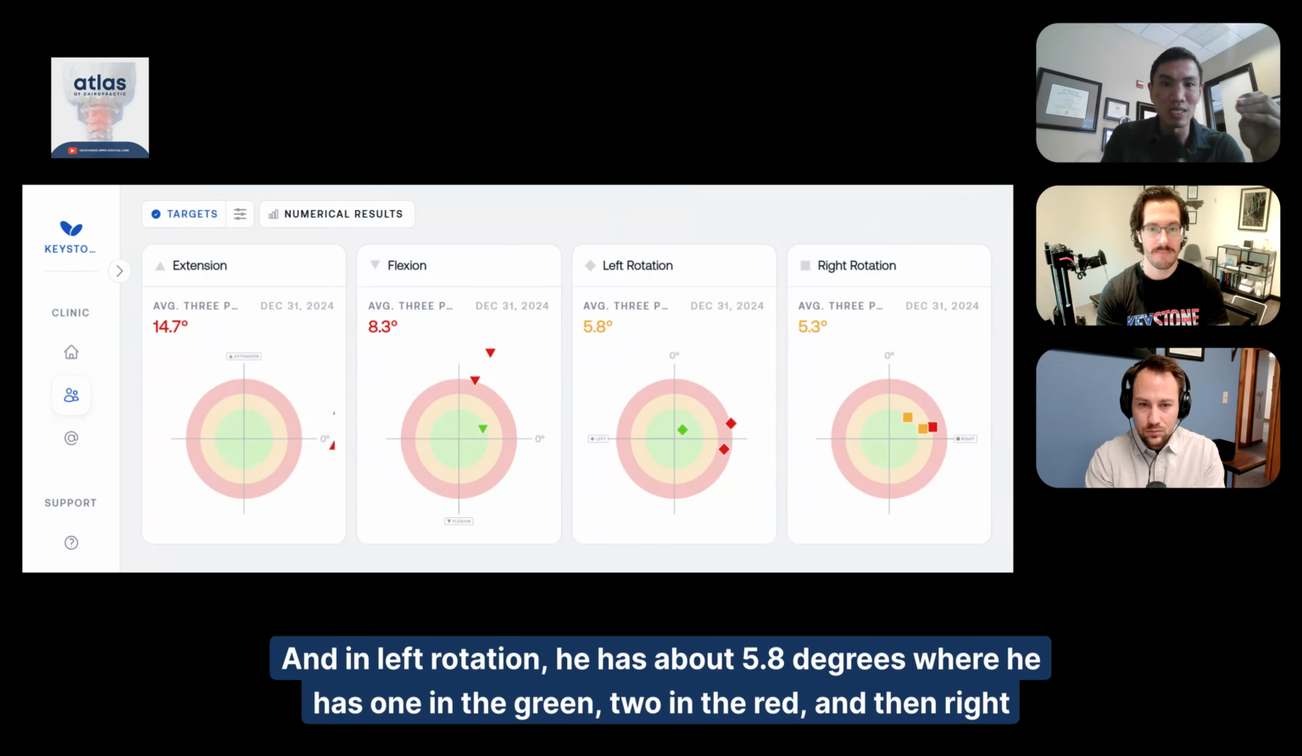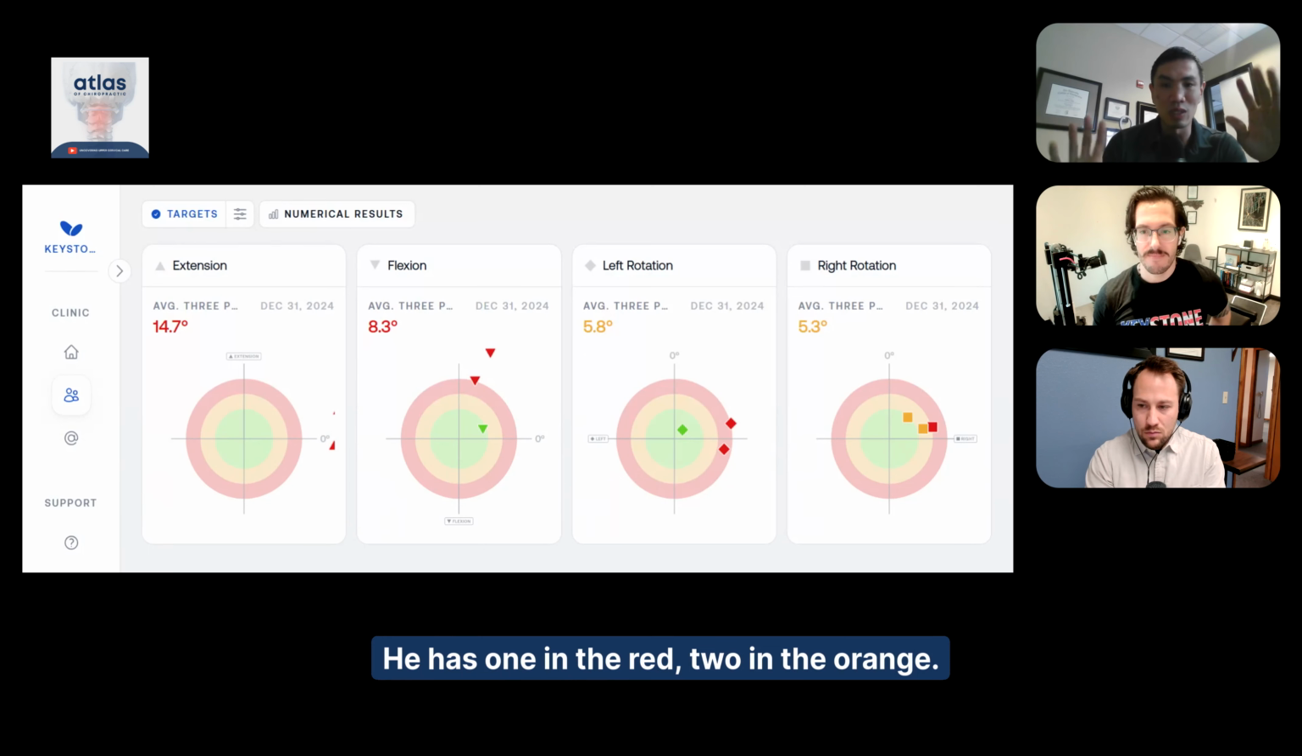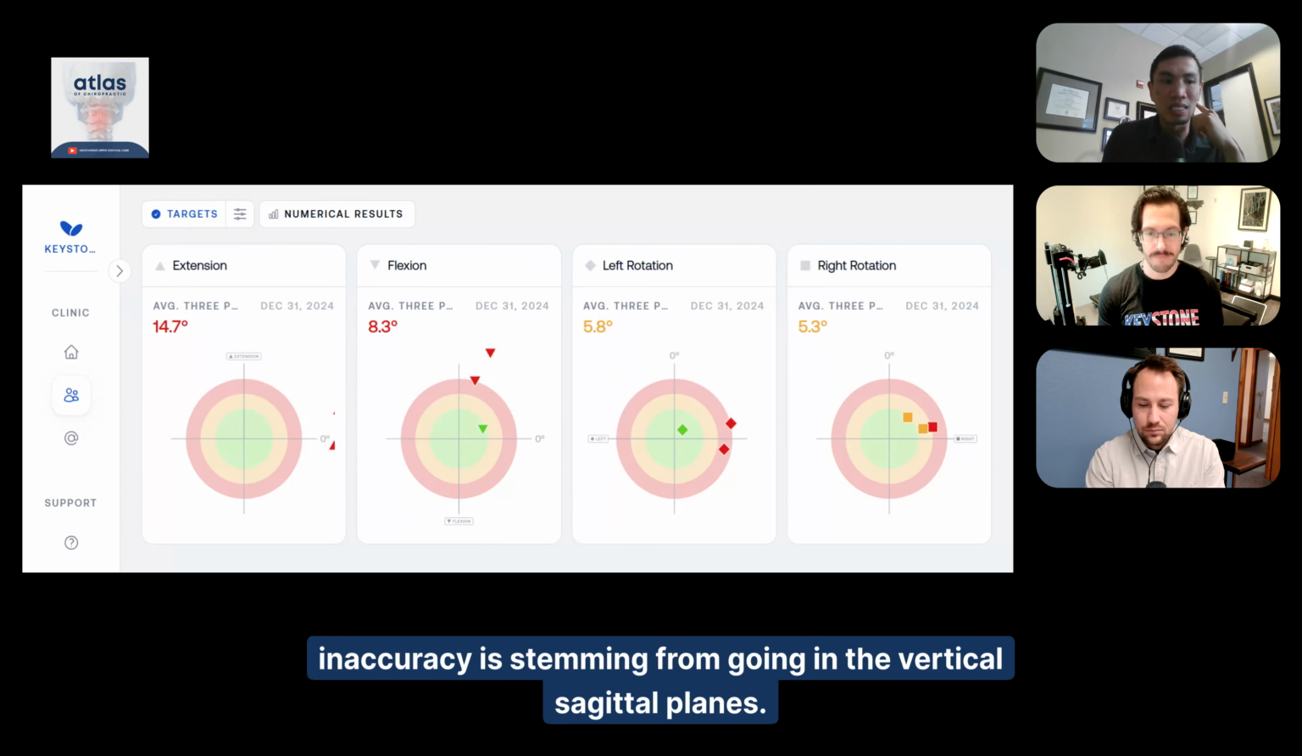And in left rotation, he has about 5.8 degrees, where he has 1 in the green, 2 in the red. And then right rotation repositioning, he has 1 in the red, 2 in the orange. So, generally, he's very inaccurate, but you can see that the large majority of his inaccuracy is stemming from going in the vertical sagittal planes.